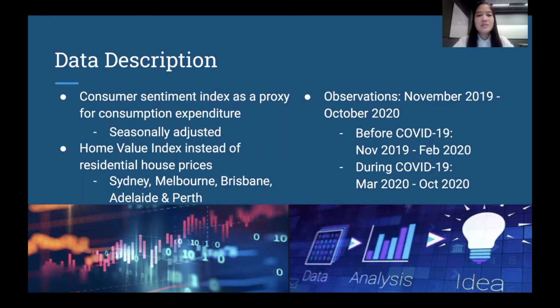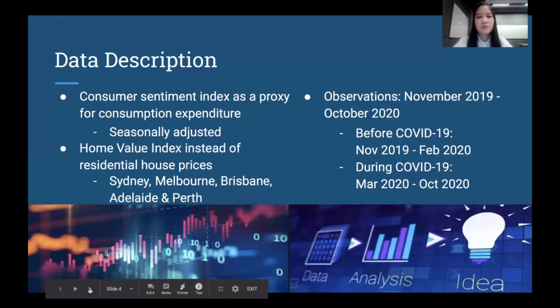Home Value Index is used instead of residential house prices because, again, it is in a much higher data frequency. This Home Value Index provides daily movements in the value of combined dwellings across the 5 major capital cities in Australian housing markets: Sydney, Melbourne, Brisbane, Adelaide, and Perth. The observations of data start from November 2019 to October 2020 in our regression, in which November 2019 to February 2020 is the before COVID-19 period, and March to October 2020 is the during COVID-19 period.